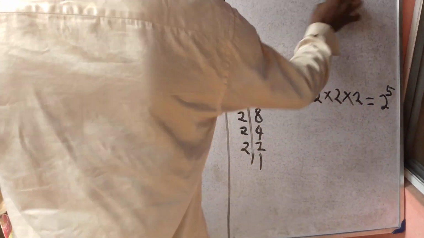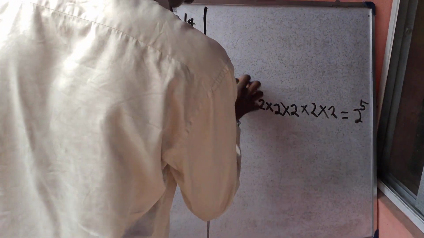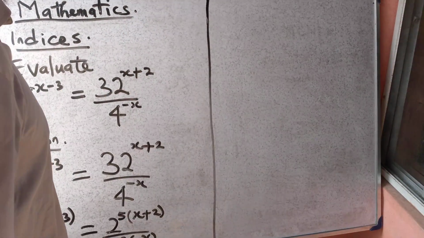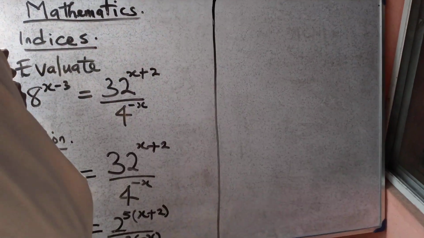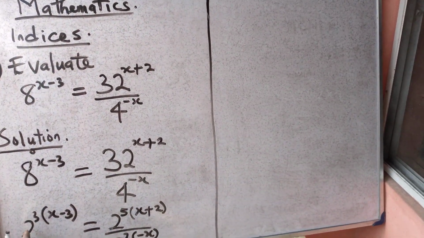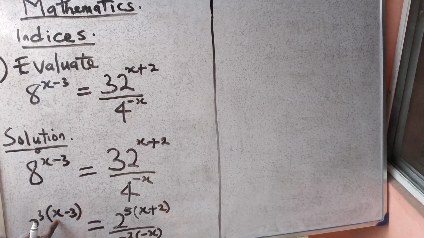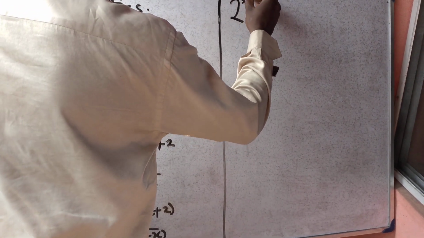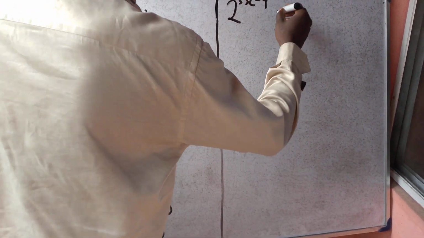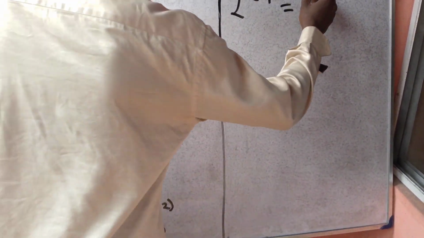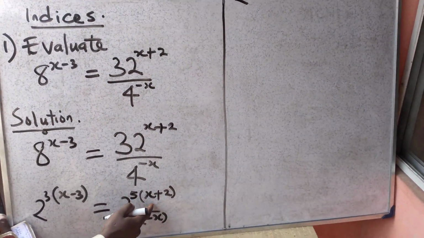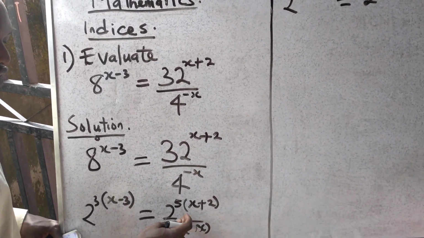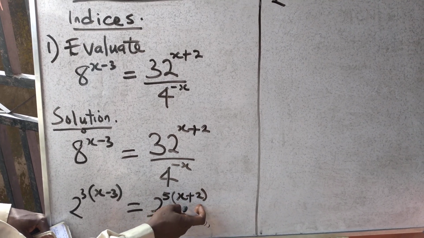Alright, let's continue. Now, this will be, open the bracket, 3 times x is 3x, and 3 times minus 3 is minus 9. So we'll be having 2 raised to power 3x minus 9 equal to 2 raised to power 5 times x is 5x, and 5 times 2 is 10.